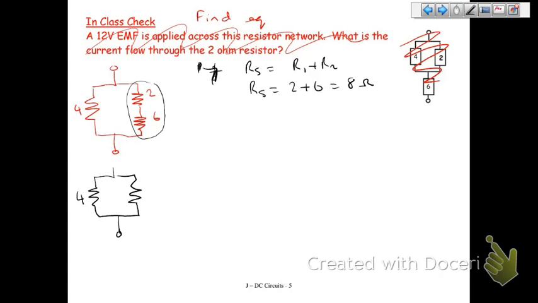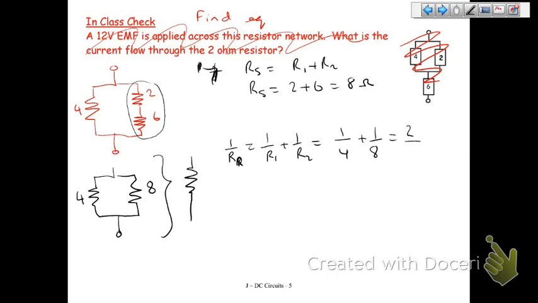That's 4 and that's 8. I want the one that replaces it. 1 over RP is equal to 1 over R1 plus 1 over R2, which equals 1 over 4 plus 1 over 8, which equals 2 over 8 plus 1 over 8, which equals 3 over 8. So RP is equal to 8 over 3, which equals 2.66 ohms. Agreed?